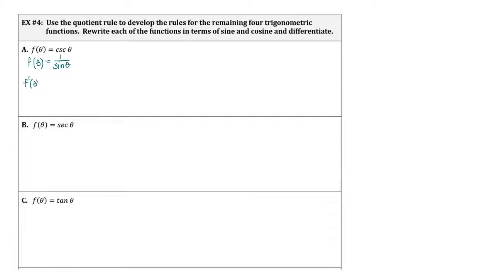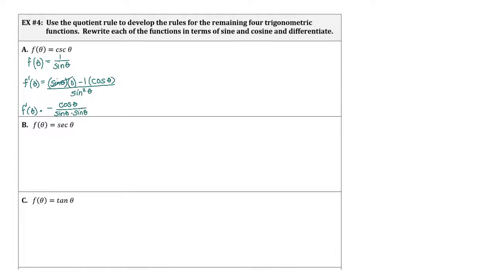F prime at theta, again, is going to be the bottom times the derivative of the top minus the top times derivative of the bottom all over the bottom squared. Okay, and so let's see what that's going to give us. We're going to have f prime at theta equals, of course the derivative of the top is 0, so I have negative cosine theta over sine squared, and let's break that apart to be sine theta times sine theta.